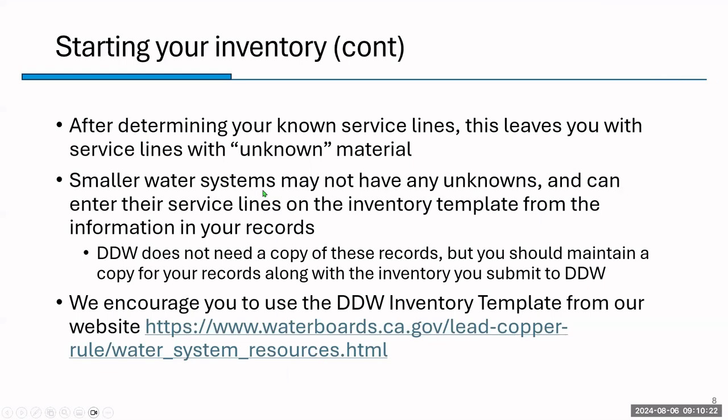Yes. Okay, thank you. So after you determine your known service lines, this will leave you with unknown material. Smaller water systems may not have any unknowns, and you can simply enter your service lines on the template from the information in your records. We don't need a copy of these records, you just need to have them available so that you can say this is the actual reality and prove what you put on your inventory. We do encourage you to use the template available from our website, and there's a link there.